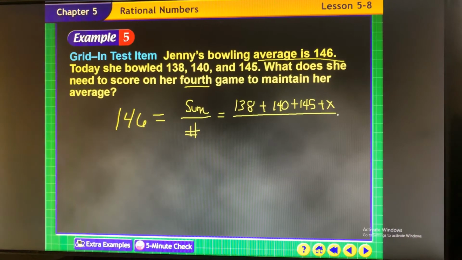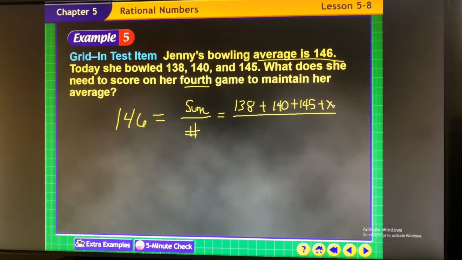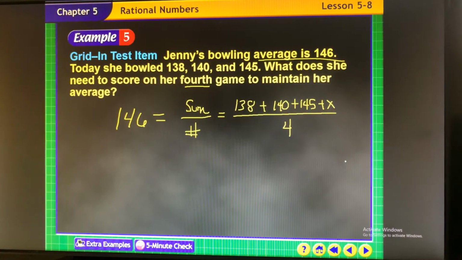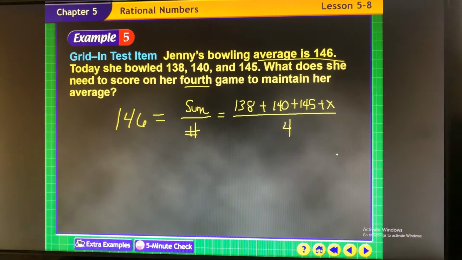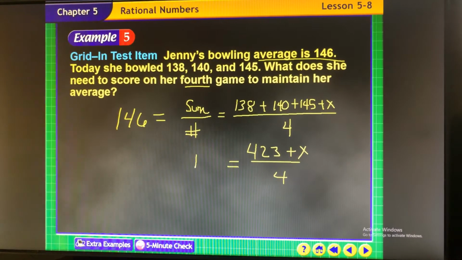Jenny's bowling average is 146. Today she bowled 138, 140, and 145. What does she need to score on her fourth score to maintain this average of 146? So 4 scores. So you're going to do 138 plus 140 plus 145. I get 423 plus X over 4 equals 146.